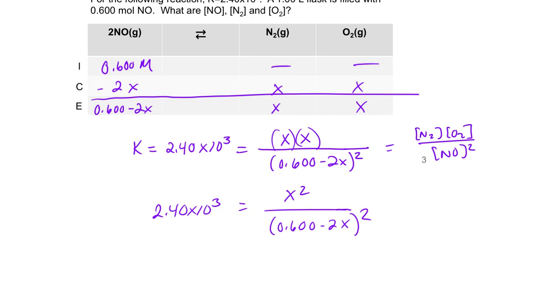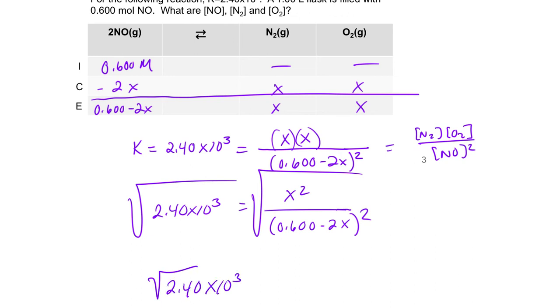Okay? So if you get to the point where you think you have to solve the quadratic, take a look. There might be some mathematical thing that you can do to avoid that. We very rarely have to solve the quadratic in this class. All right, so square root, square root. In fact, I don't know that we ever really will. I'm going to show you one example later on when we do. So now we have the square root of 2.4 times 10 to the third equals x over 0.6 minus 2x. Much easier to solve, right?